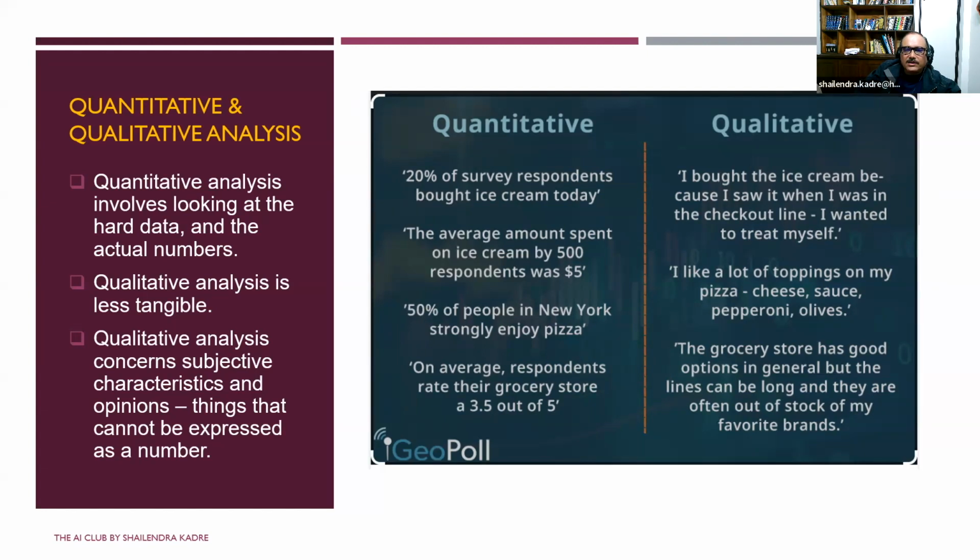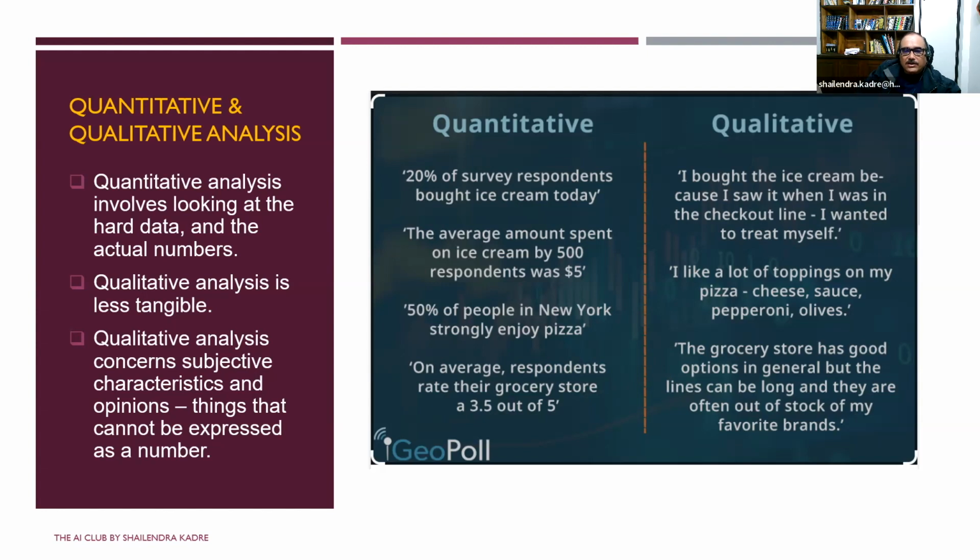Another example is 50% of people in New York strongly enjoy pizza. Another survey was done, and that survey claims that around 50% of people in New York strongly enjoy pizza. Quite possible because US people are mad about pizza. Okay, so that is one of the quantitative examples we are talking about right now.